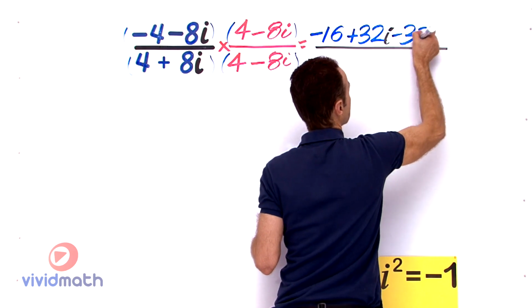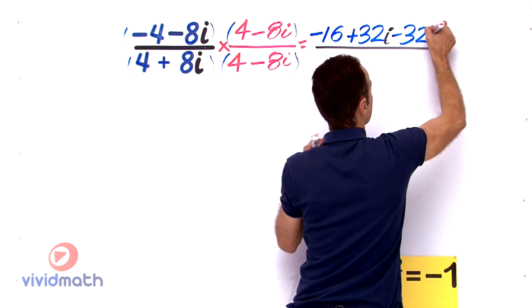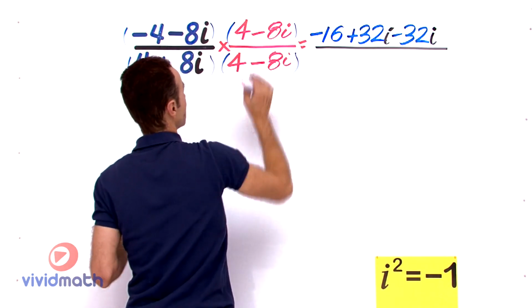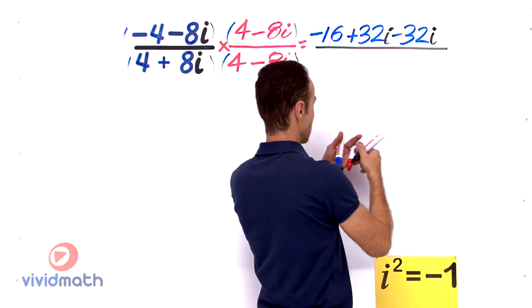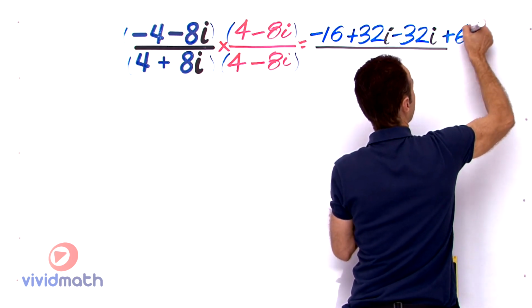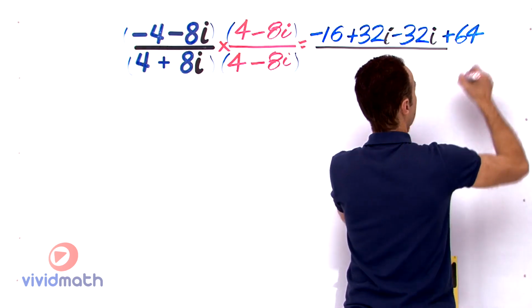Negative 32i. And finally, negative and a negative, 8 times 8 is 64i squared. So that's a plus 64i squared.